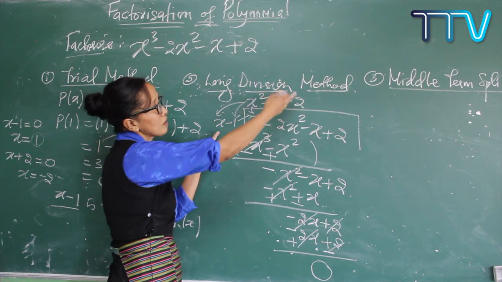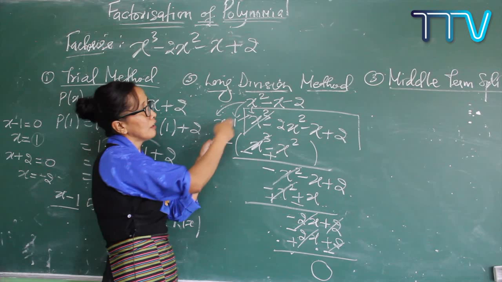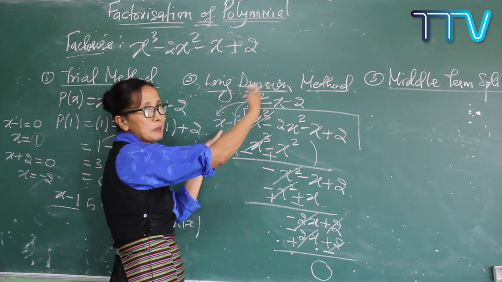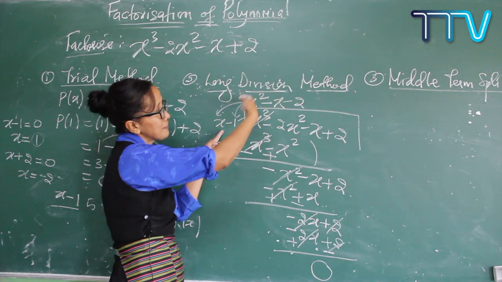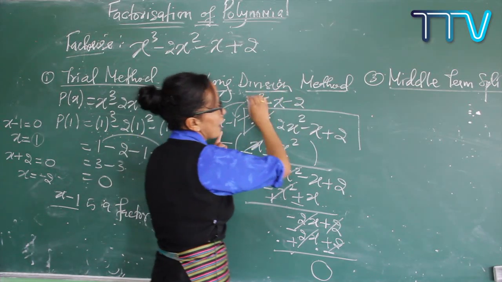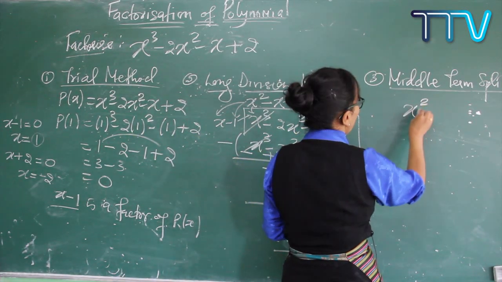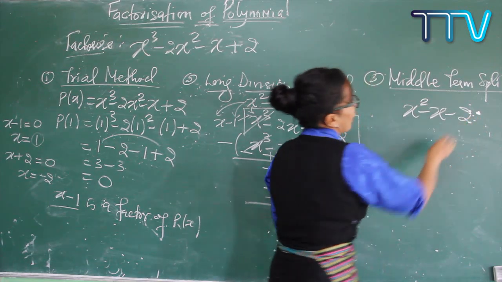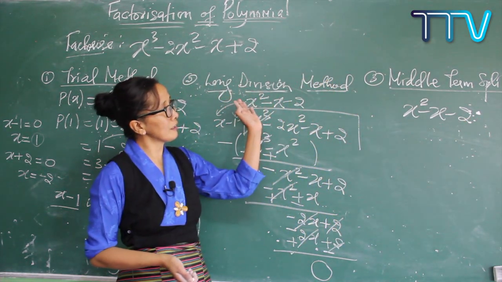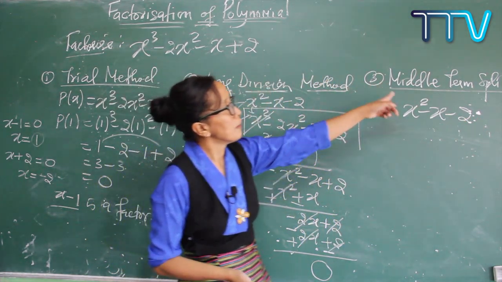Now this one is already linear. This is a quadratic polynomial. You can split this up into 2 parts. So you can take this quadratic quotient down here: x square minus x minus 2. As we know, we have already done middle term splitting a few minutes before.